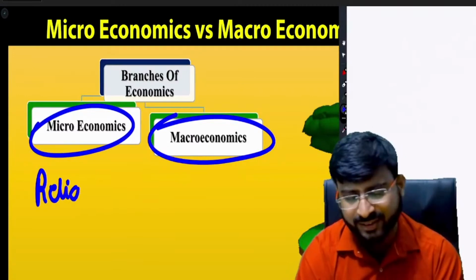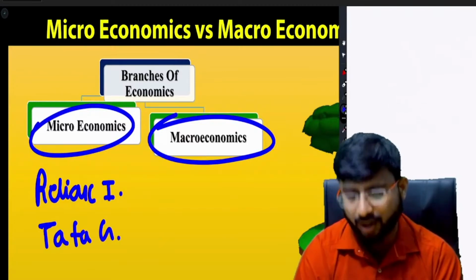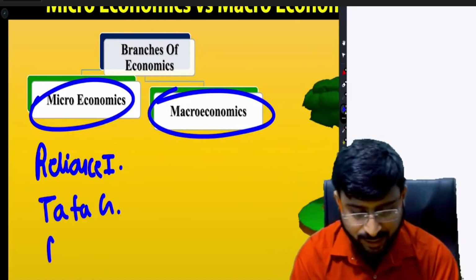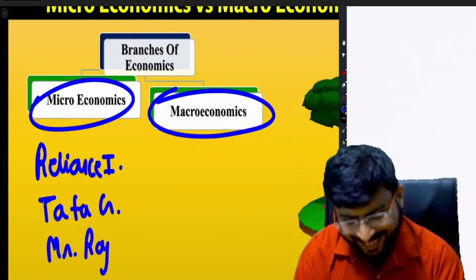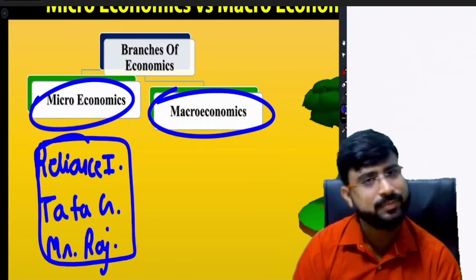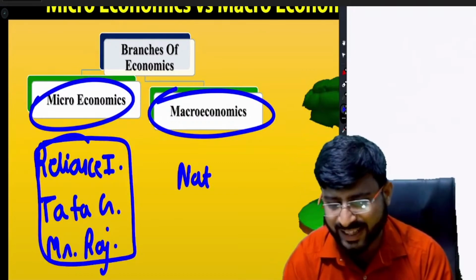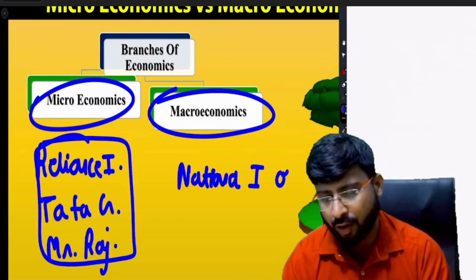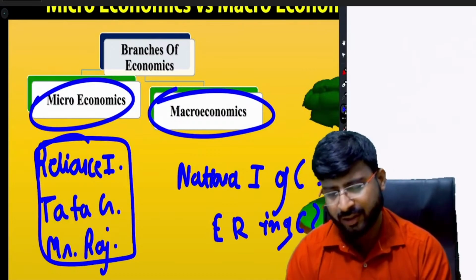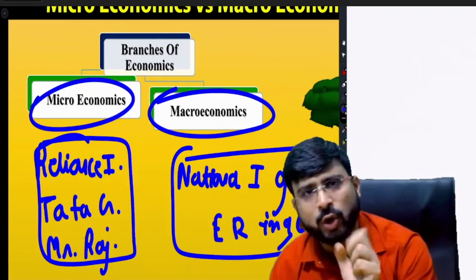Question number 1. What is the profit of Reliance Industries? What is the profit of Tata Group? What is the profit of, let's say, Mr. Raj, any individual, Mr. Raj? This is question number 1 I have. And question number 2. What is the national income of our country? What is the employment rate in our country? So guys, there are two different sets of questions. You all tell me what is the difference between two questions.